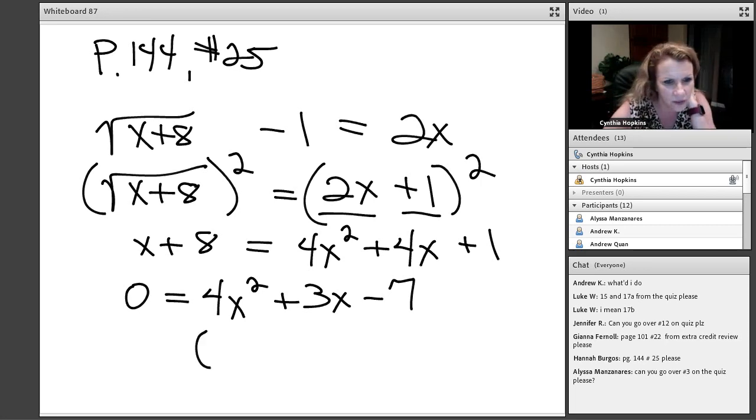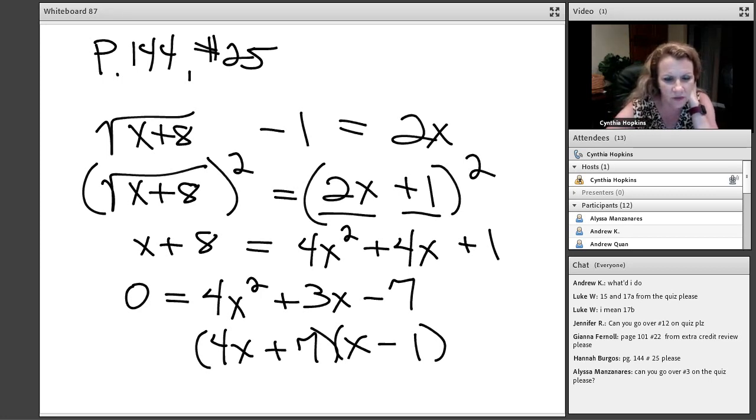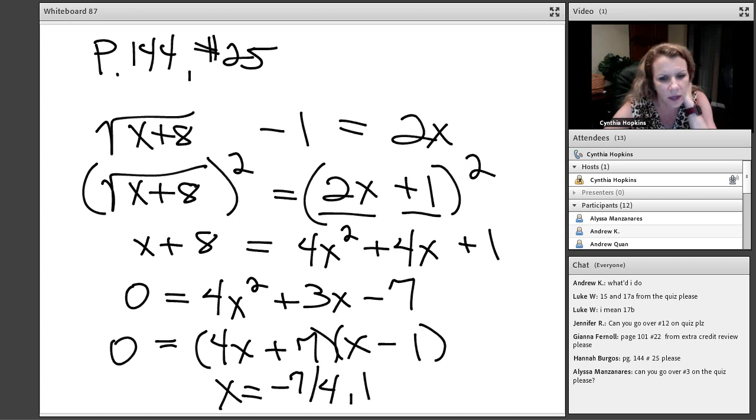Okay, so let's see. I'm going to try 4x and x, and if you guys need to make an x to do this, go ahead and do so. 7 is prime, so I know it has to be 7 and 1. And so I'm going to make this positive and this negative, and let's double check to see if I just factored correctly. So my 4x times x is 4x squared. That's good. I get negative 4x for my outers plus 7x for my inners. That adds up to plus 3x, so that's good. And then positive 7 times negative 1 is minus 7. So we're good to go. And so I get x equals negative 7/4 and positive 1.